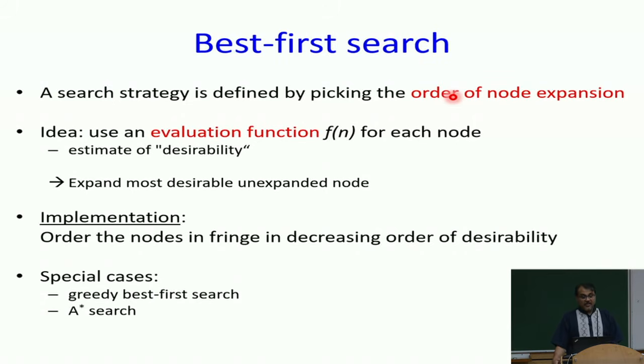f is the inverse of the estimate of desirability. A low f is a highly desirable node. I have some hope that I will reach the goal from this node, and so I expand the most desirable node first, right.